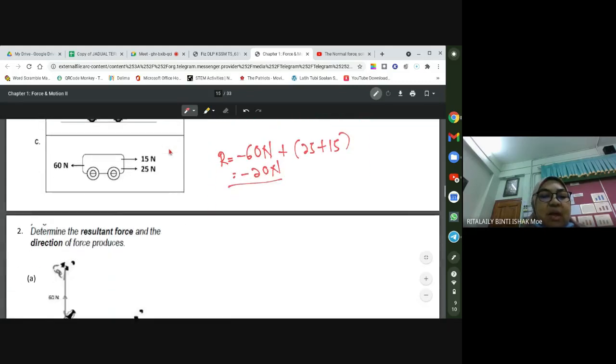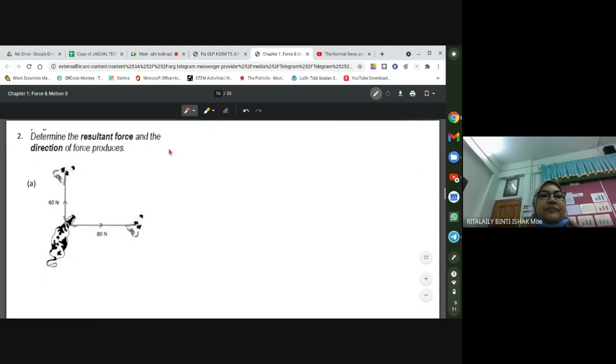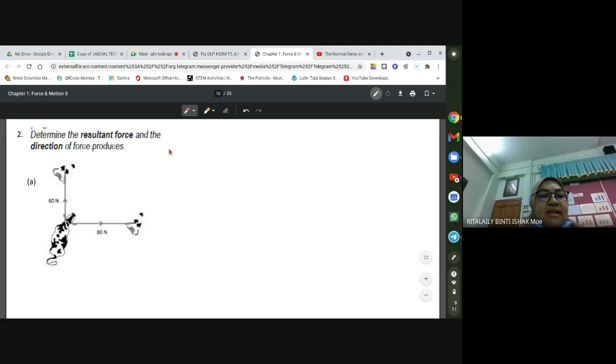So let's look at question number 2. For question number 2, we can see two boys are pulling a cow with two forces. Okay, and if you look at the diagram, the two forces are exerted perpendicularly, which is 90 degrees to each other. Okay, one force is 60 Newton and the other force is 80 Newton. So how are we going to determine the direction and the resultant force for the cow? What method can we use?